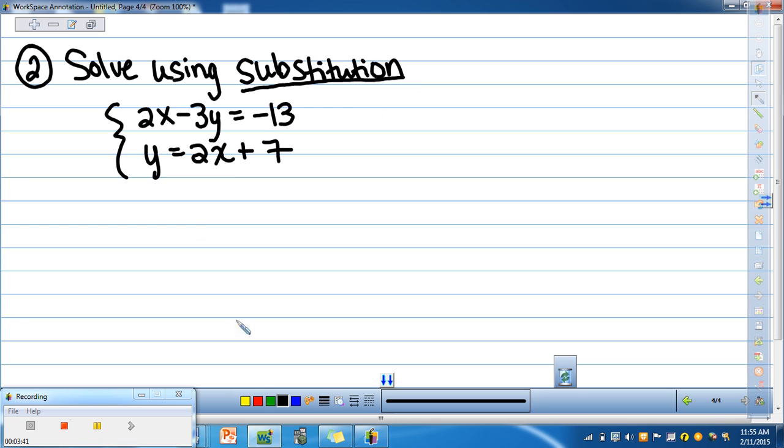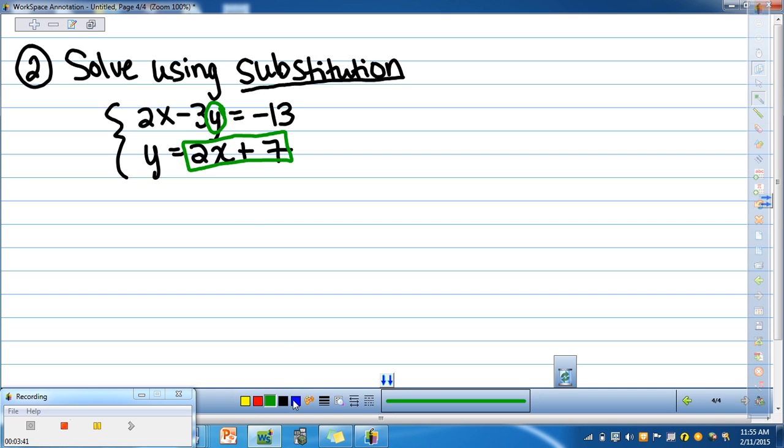Notice how in our system, in the second equation, one of our variables is isolated: y equals, and it's equal to this expression 2x plus 7. We are going to take the 2x plus 7 from the bottom equation and substitute that in for the y variable in the top equation.